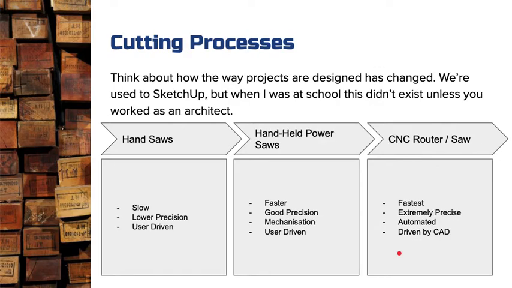Now, the cutting process, how timber is cut, is one of the really simple examples. We used to use hand saws. They're really slow, low precision, and user-driven. That's what you use at the moment. That's what you're using right now.